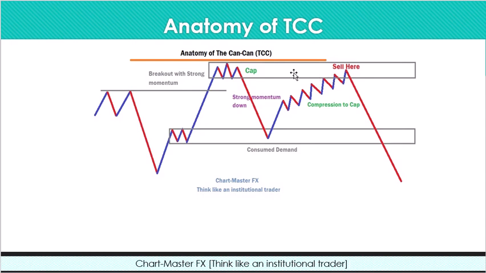So guys, this is the anatomy of the TCC. As simple as that, guys. First condition, second condition, break with strong momentum, cap area is formulated here. The price drops with strong momentum, then the price does a short shock up, and the price starts compressing until it reaches the cap area. Then you can place your trade here. So that's the anatomy of the TCC.